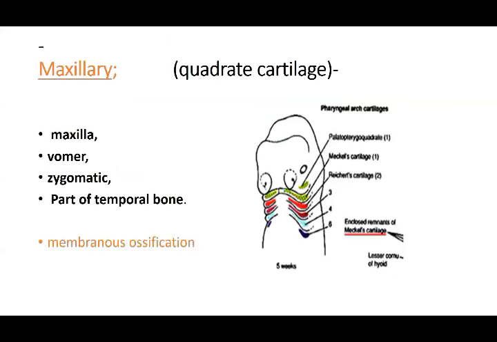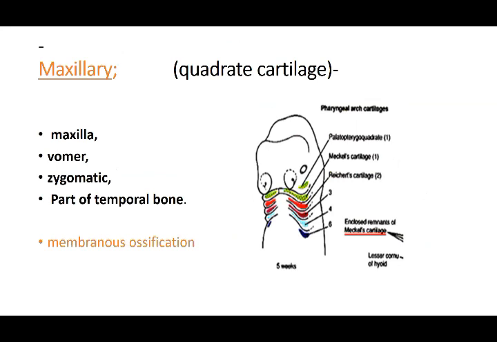Now, the maxillary part of this first arch, that is the quadrate cartilage, what all is it going to give rise to? If you see in this picture, it's going to form the maxilla. As the name says, it's going to form the vomer bone, that is a part of the nose. Then it's going to form the zygomatic bone. If you see the skull and recollect what bone is there underneath the eye, you have the zygomatic bone, and then on the sides, we have part of the temporal bone, right? And the rest of this is going to form the maxilla.